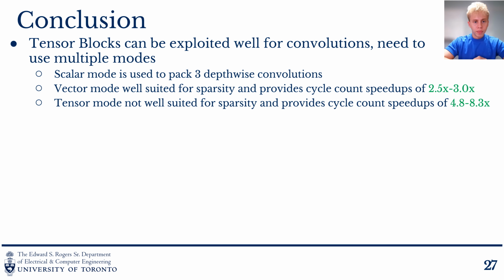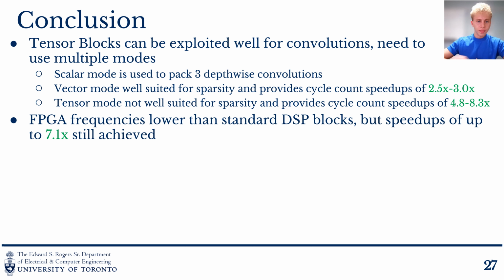So in conclusion, tensor blocks can be exploited well for convolutions, but we need to use multiple modes. So scalar mode can be used to pack 3 depthwise convolutions together. Vector mode is well suited for sparsity and achieves speedups of up to 3x. Tensor mode is not well suited for sparsity, but achieves much higher speedups than vector mode just due to the extra multipliers. So it achieves speedups of 8.3x in total. FPGA frequencies are lower than standard DSP blocks, but speedups of up to 7.1x are still achieved.